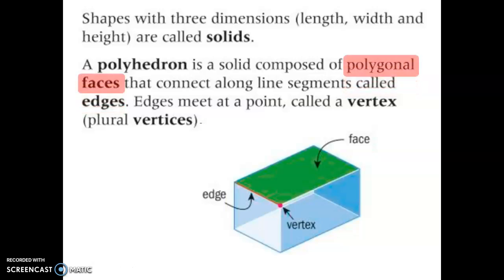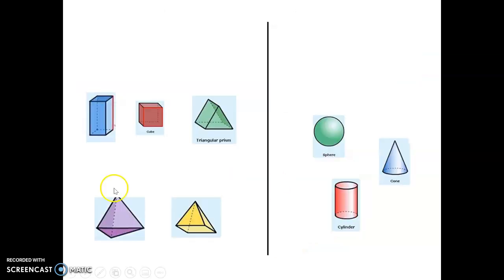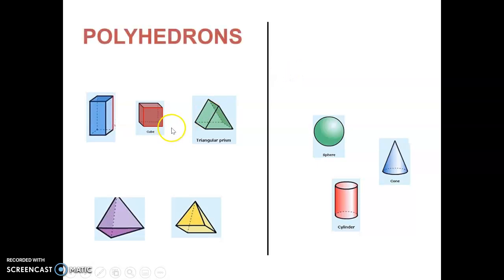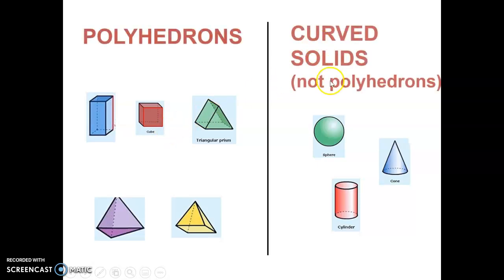So maybe now you're thinking, okay, if a polyhedron must have polygonal faces, what would be an example of a very common 3D shape which is not a polyhedron? And we'll look at that soon. So that's what we're going to look at here as well. Here we have polyhedrons. Here we have curved solids. These are not polyhedrons. So when I asked you a moment ago to think of common 3D shapes that are not polyhedrons, well, here are 3 very common ones.